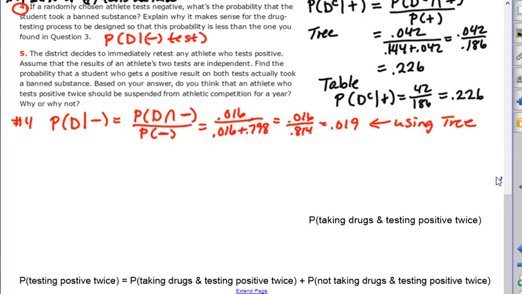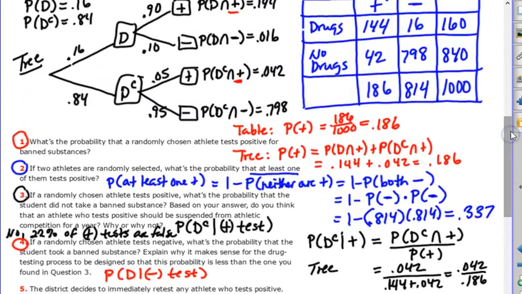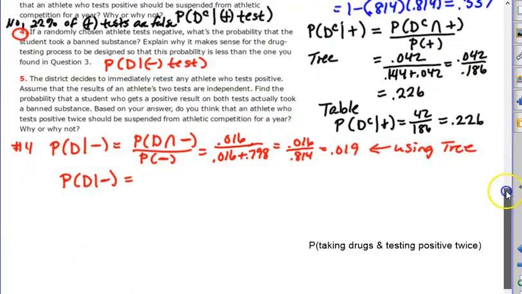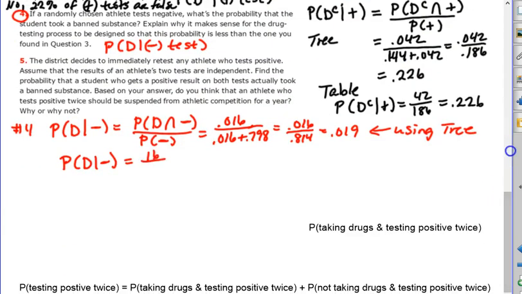Okay, so probability of D given negative using the table. If you go to the table, we just look at all the probabilities of negative results, 814. What's the probability they actually took drugs? 16 over 814, which is 0.019. This would be using the table. So once again, using the table is a lot simpler for some of these reverse conditional problems.